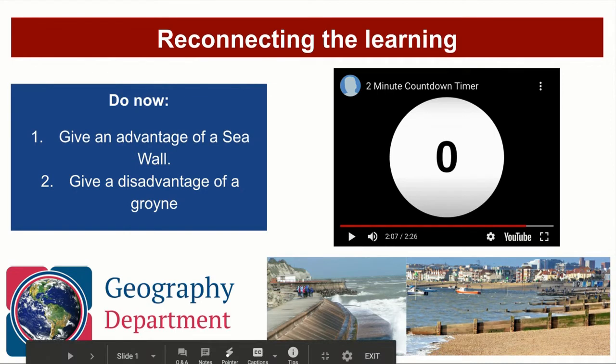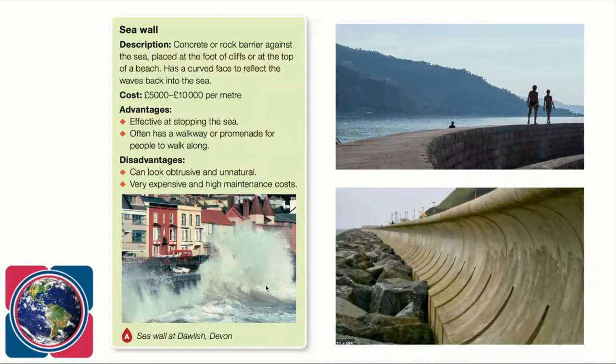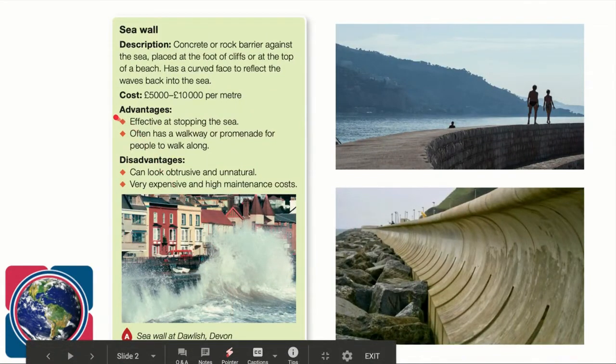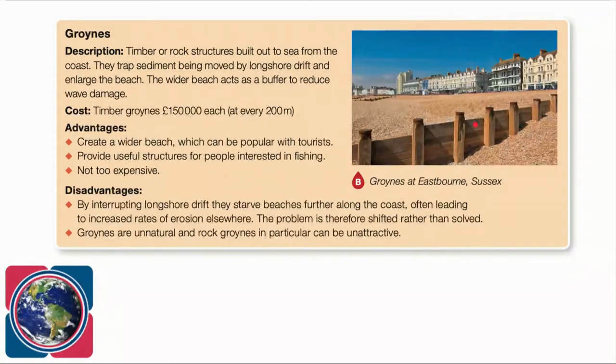Super stuff. Okay, so we were looking at the advantages and disadvantages of groins and seawalls. Just as a little recap and refresh, you can look at what you wrote down to see how that checks off with the advantages and disadvantages that we looked at before. I asked you within that do now task to give me an advantage of a seawall. If we have a look at what we've got up here on the screen, we can see the advantages are clearly labelled up. They're pretty effective as a barrier for stopping the sea. And as you can see in this picture here, this is the one that I probably would have gone for: they're pretty useful for tourists and as a little promenade for people to walk along and enjoy the seaside. Then I asked you for a disadvantage of groins.